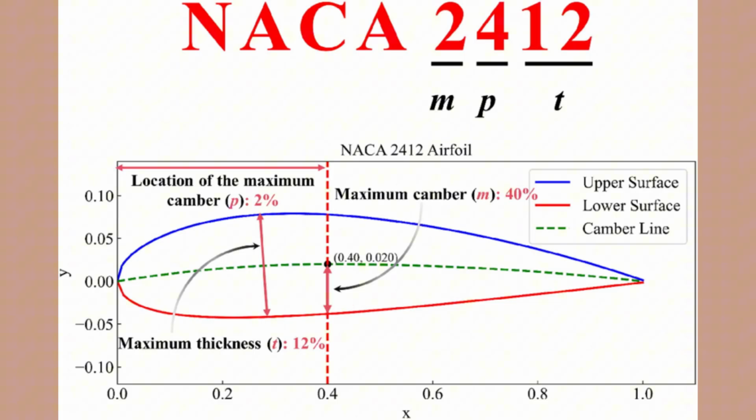Alright, so as an example, we have the NACA 2412. So here, the camber is 2%. The location of max camber is 40% into the chord, which is told to us by the second digit. And then lastly, the last two digits tell us that the thickness of the airfoil is 12%.